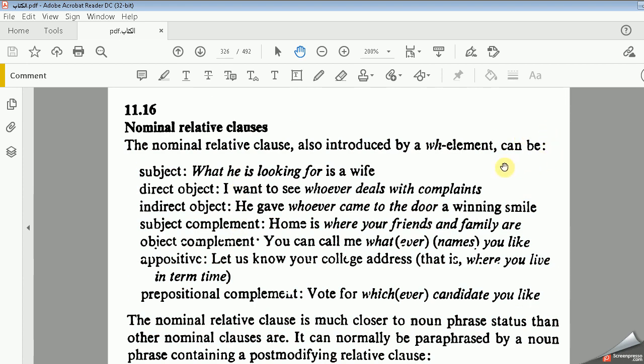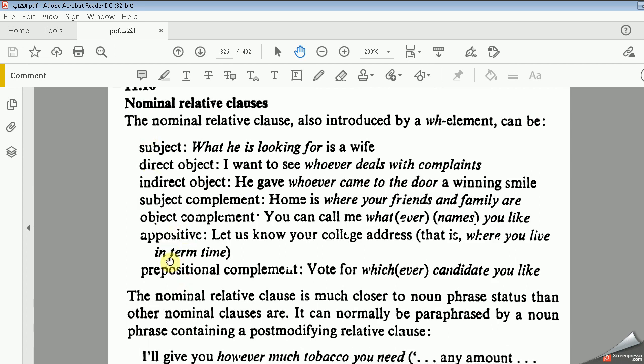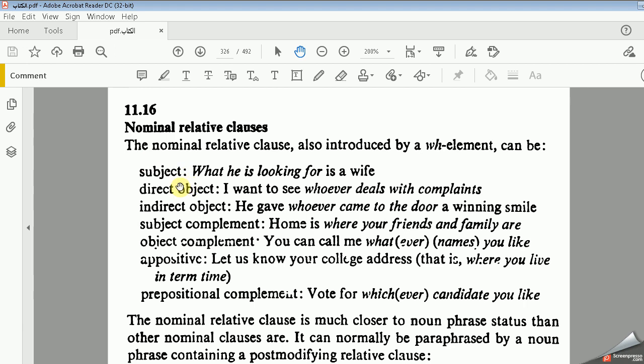type, we find that this type of sentence is similar to the WH relative clauses that occur in these positions. The first position is the position of subject. What he is looking for is a wife. So what he is looking for is a subject followed by a verb. So this is a WH nominal relative clause.